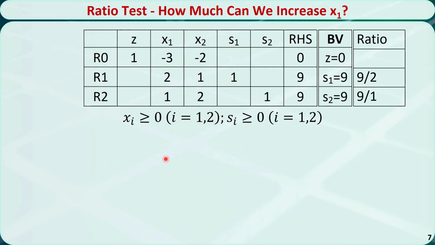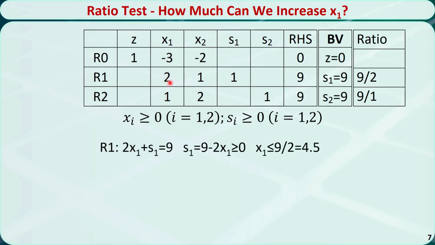For row 1, if x1 is no longer 0, we have to write out this item, 2 times x1. x2 is still a non-basic variable, so its value is 0. s1 is a basic variable, so we put it here. We don't have s2 in the equation because the coefficient is 0. The right-hand side is 9. We rewrite this equation by moving 2x1 to the right-hand side. We have s1 is equal to 9 minus 2 times x1.